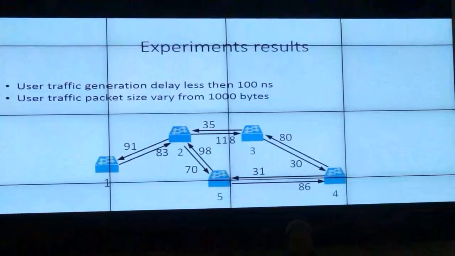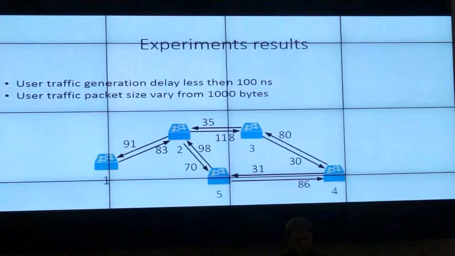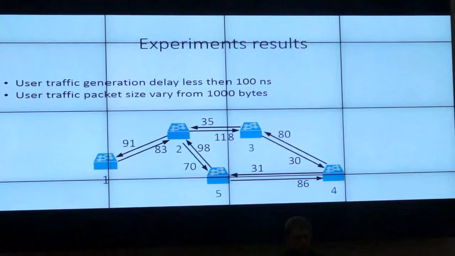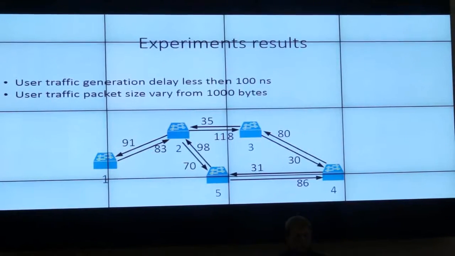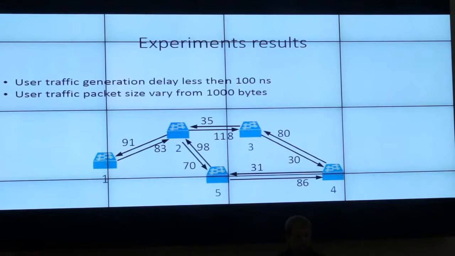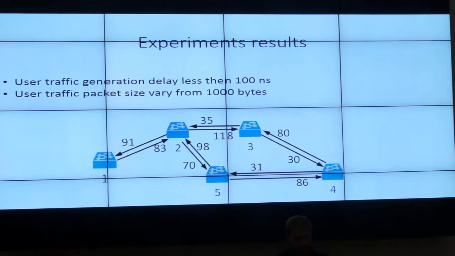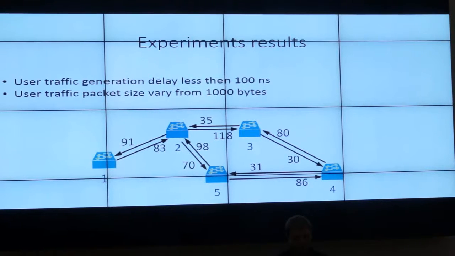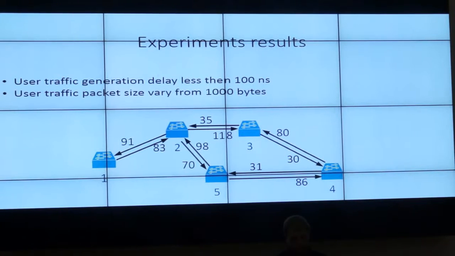And for the very big load, where the traffic generation delay is less than 100 nanoseconds and the packet size varies from 1,000 bytes and bigger, in the constructed delay map the delay on the way of generated traffic was bigger than on the opposite links.